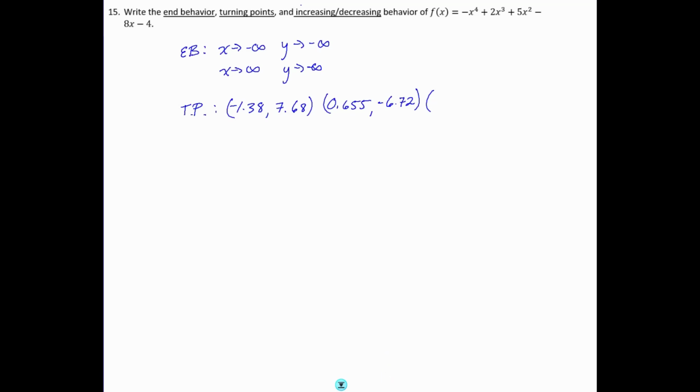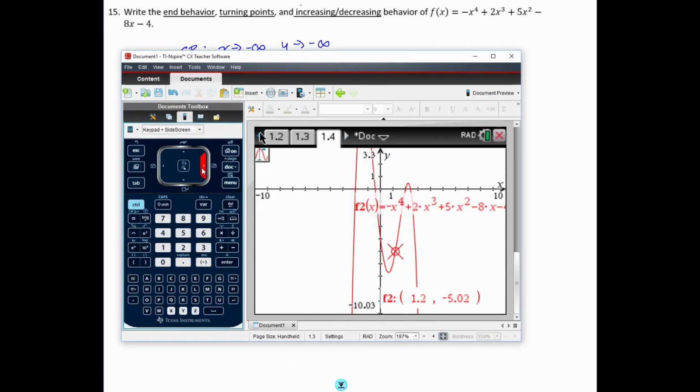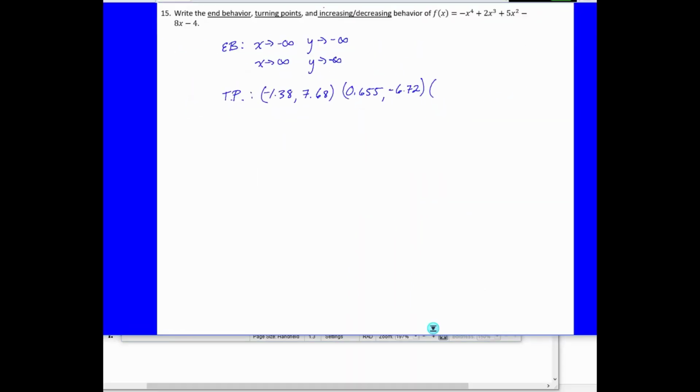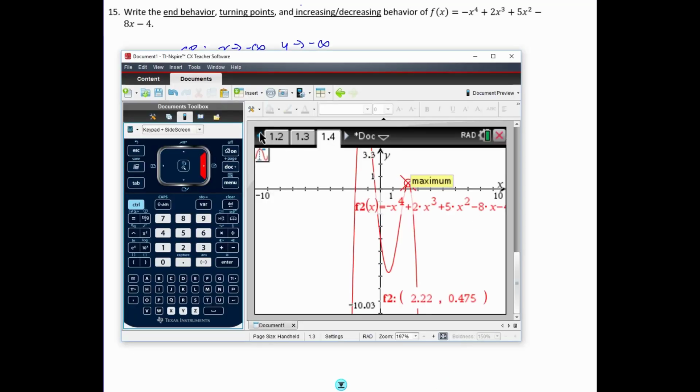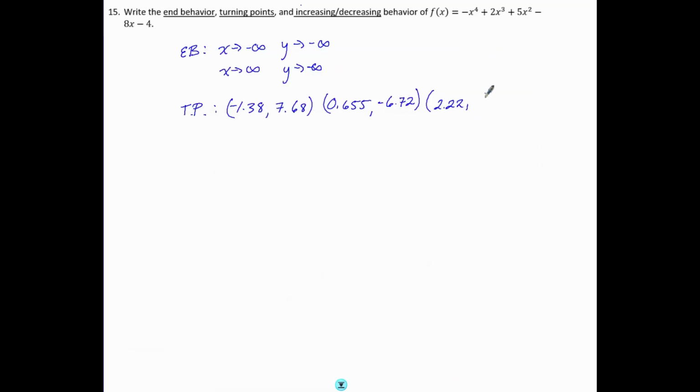And then the last one that we have is 2.22, and 0.475. And then we want to write, so those are 3 turning points, how many times that it turns. And we want to write where the function was increasing and where it was decreasing.